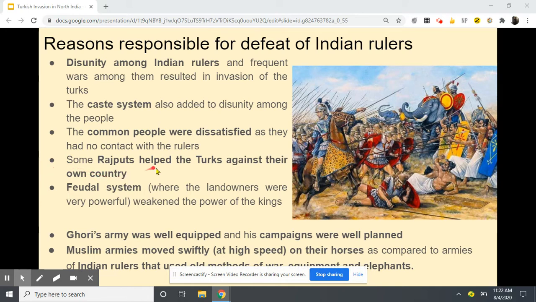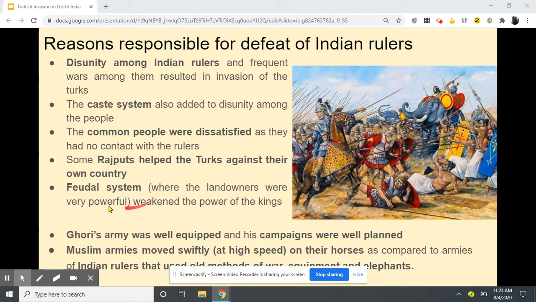Next reason is that some Rajputs helped the Turks against their own country. We can see that some of the Rajputs betrayed their own country and helped the Turks. As we saw in the last example, in the Second Battle of the Rain, Muhammad Ghori could win with the help of the rival of Prithviraj Chauhan, that is Jaichand. So Jaichand was the ruler who betrayed his own country. This was also one of the reasons for the defeat of our Indian rulers.